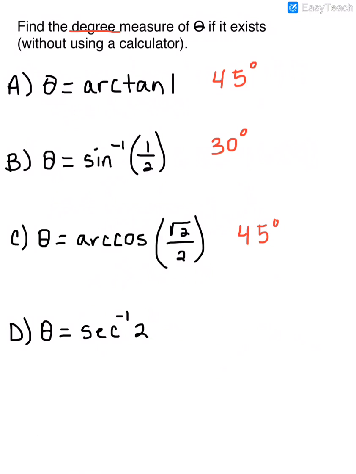Okay, so for the secant inverse of 2, that would be the same thing as cosine inverse of 1/2. The angle whose cosine is 1/2, and cosine is restricted to values between 0 and 180 degrees. So we're saying, where is cosine 1/2 between 0 and 180 degrees? And it would be 60 degrees.